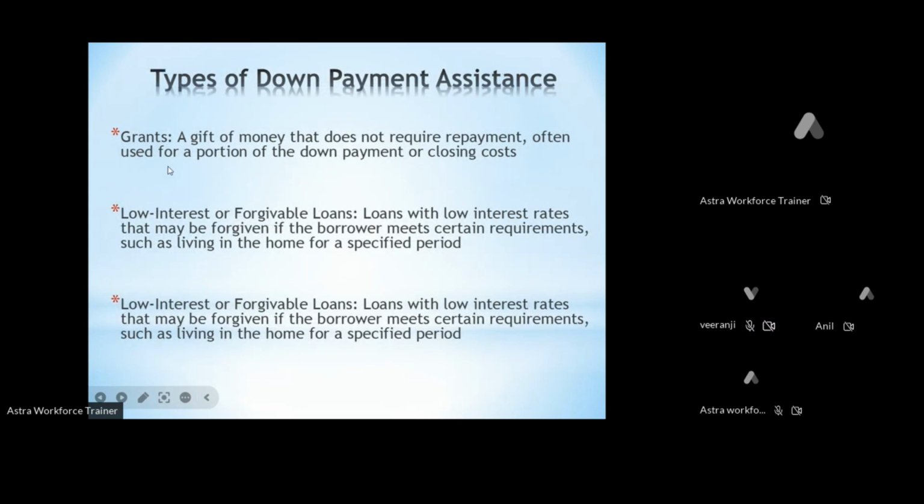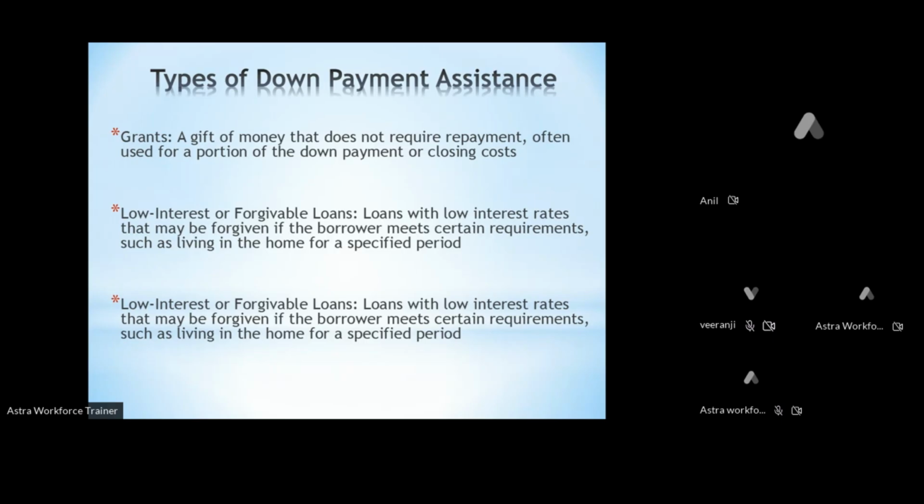Read it. Types of down payment assistance. You can read it, no problem. Go ahead, Anil. Types of down payment assistance: grants, low interest or forgivable loans.